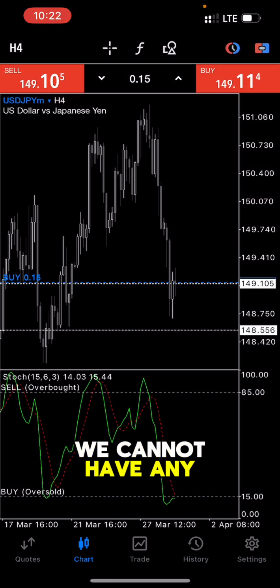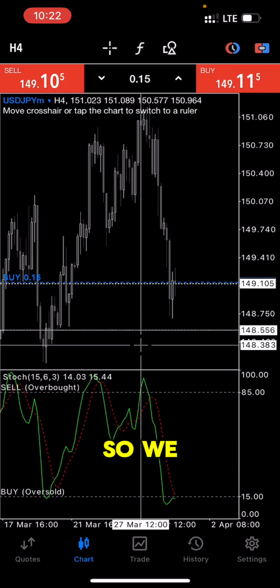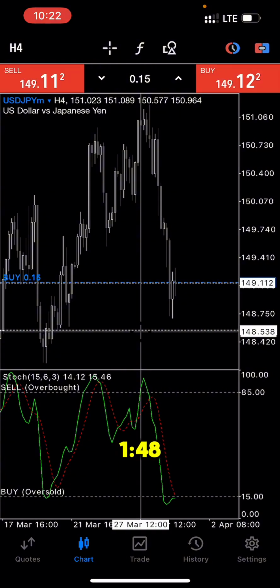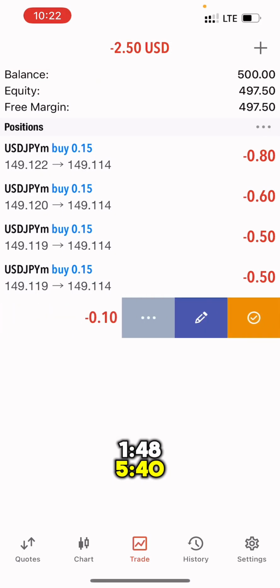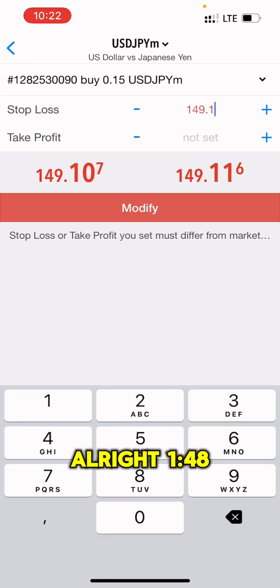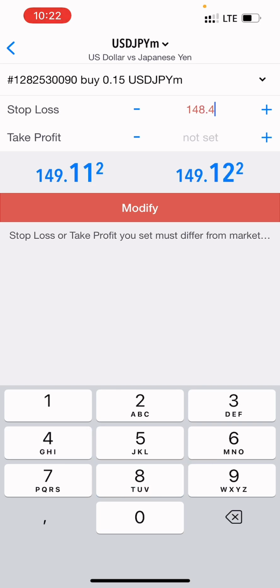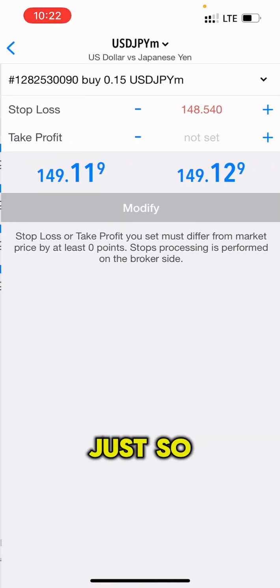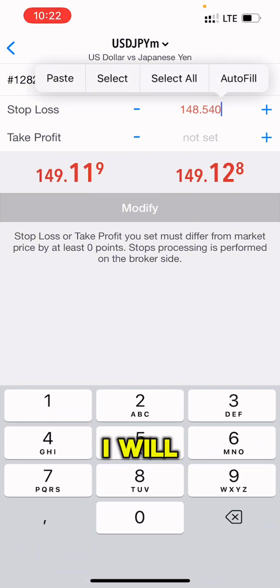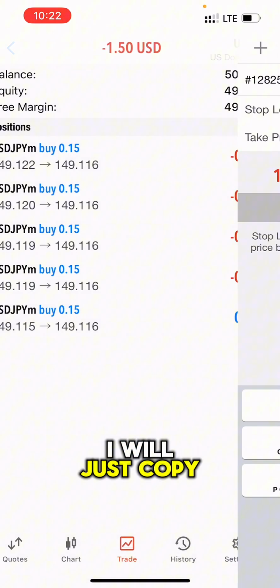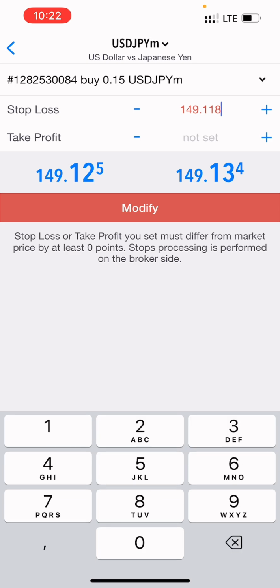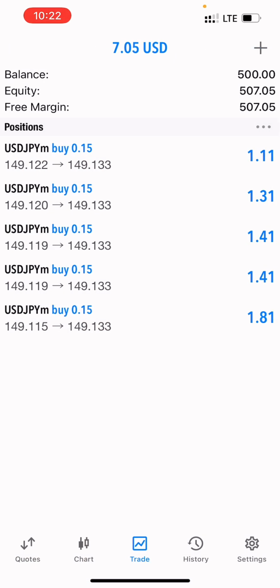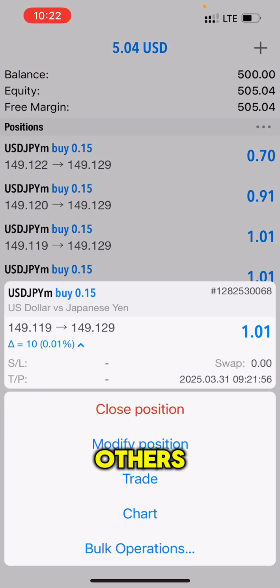We cannot have any compromises on setting stop loss, so we have to set the stop loss whether we like it or not. I'll set it at 148,540. All right, 148,540. And what I'll do, just so that I don't have a lot of work, I will just copy and paste it on the others.